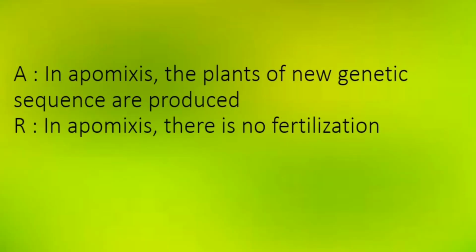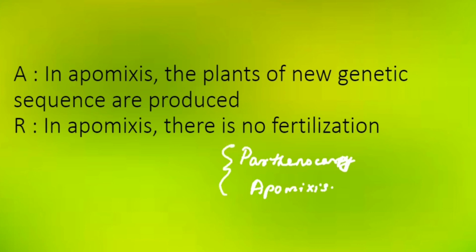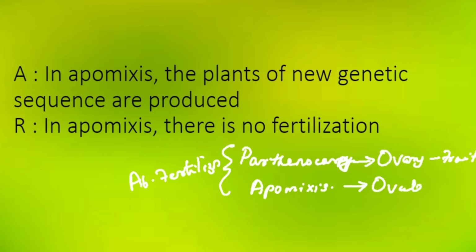Now let us discuss certain assertion and reasoning questions. Assertion: in apomixis, the plants of new genetic sequences are produced. Reason: in apomixis, there is no fertilization. Two things you can remember here are parthenocarpy and apomixis. Both involve absence of fertilization. In parthenocarpy, the ovary develops into fruit. In apomixis, the ovule develops into seeds.